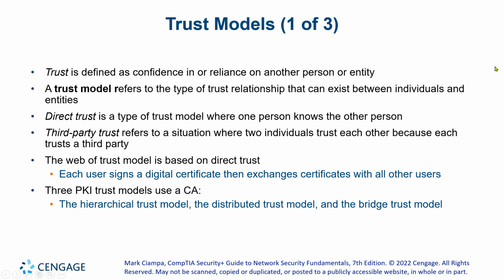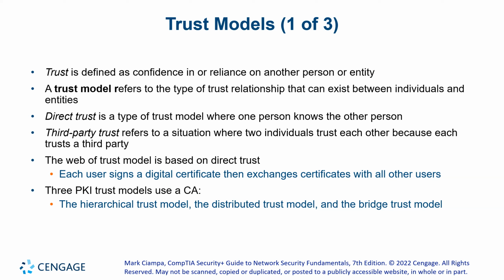Okay, trust models. Trust is defined as confidence in or reliance on another person or entity. A trust model refers to the type of trust relationship that can exist between individuals and entities. Direct trust is a type of trust model where one person knows the other person. Third-party trust refers to a situation where two individuals trust each other because each trusts a third party.